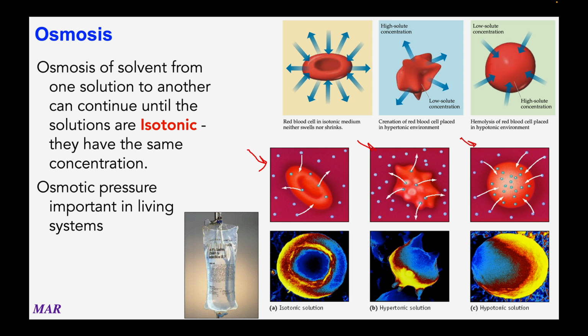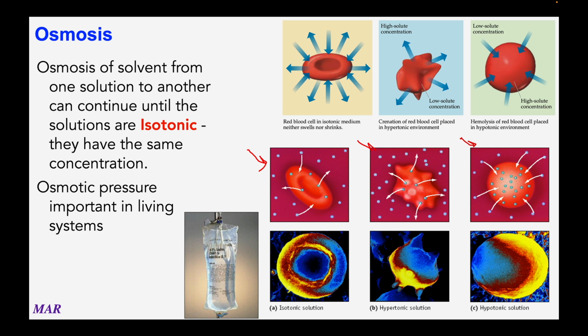Now in hypertonic, you have more solvent molecules going from the cell to the outside. So in those cases, you'd have a high concentration outside. The water molecules inside the cell are trying to equilibrate, so they rush out. So your cells shrink, and that's not good. That'll end up in cell problems.